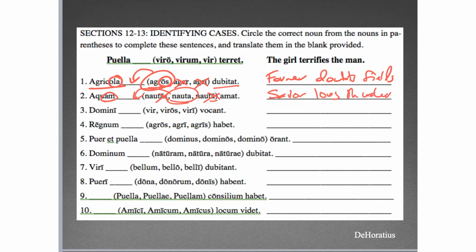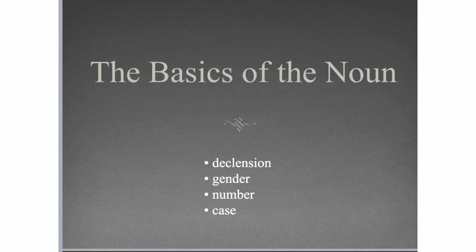All right, so as I said, do your best to translate the sentences first and then figure out what goes in the blank. So backing up a little bit, each noun is going to have a couple of things as you deal with it. It's going to have a declension. We talked about that. That's the group to which it belongs. It's going to have a gender, so it's going to be masculine, feminine, or neuter. Number refers to singular or plural. And then case, of course, at least for now, this is our nominative and accusative.